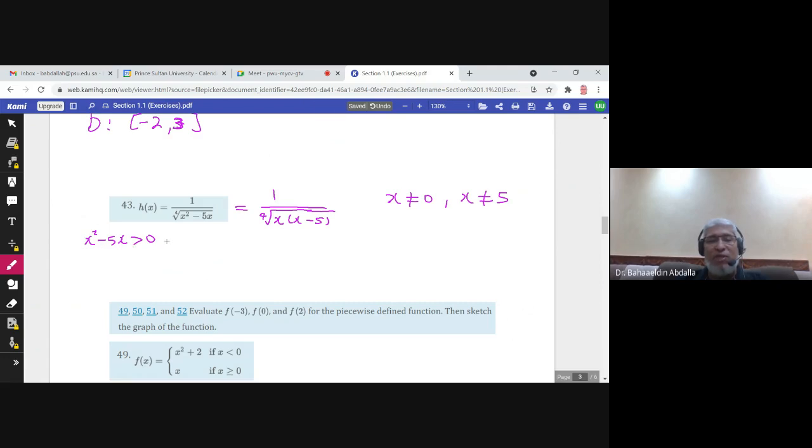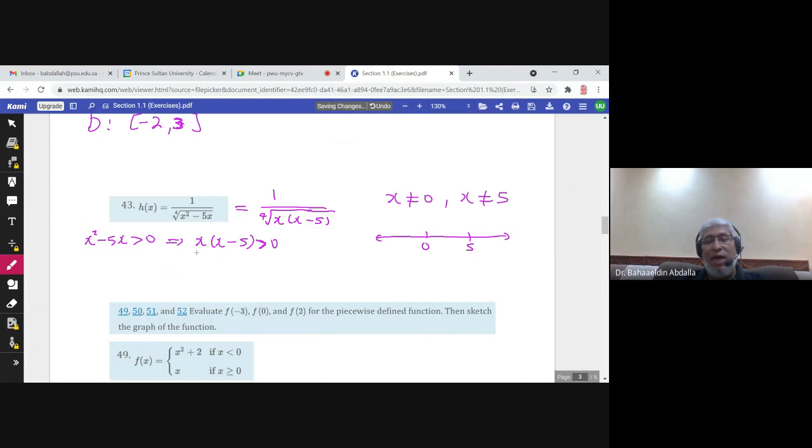Now to solve this inequality, this is a quadratic inequality. x times x minus 5 should be greater than 0. Here I have two zeros, which are 0 and 5. If you choose a number between 0 and 5, say 1, for example, then 1 times 1 minus 5, which is -4, 1 times -4 is negative. So it's not greater than 0.